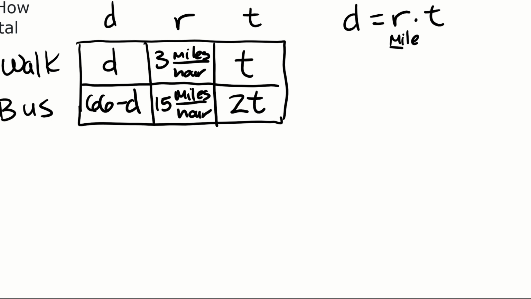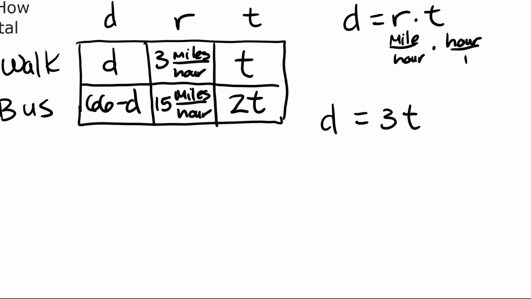Miles per hour times a certain number of hours is going to give me miles. So one equation I could write is d equals 3 times t.